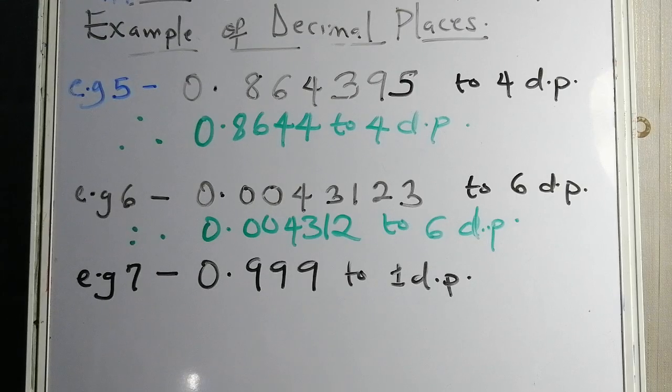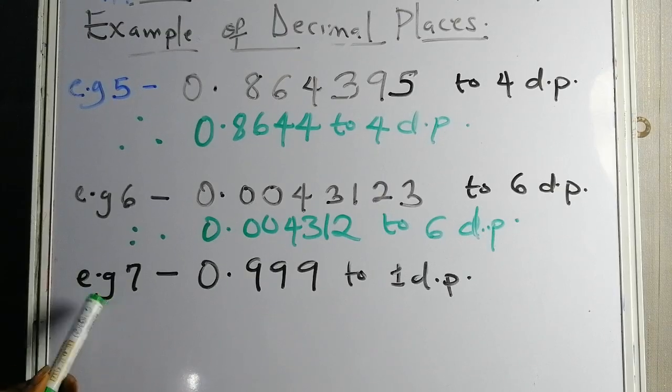But know the rules. The rule says that anytime you're approximating, look at the next figure after where you're going to stop your decimal places. If it is equal to or greater than 5, approximate 1 to the figure before it. Okay, approximate 1 to the figure before it.